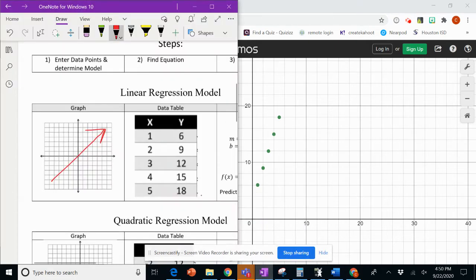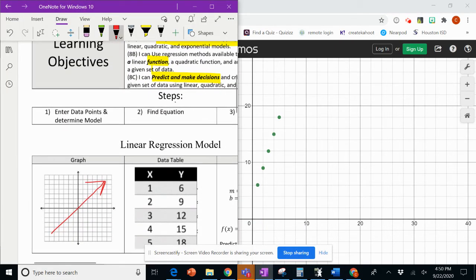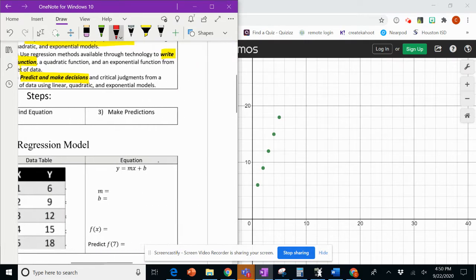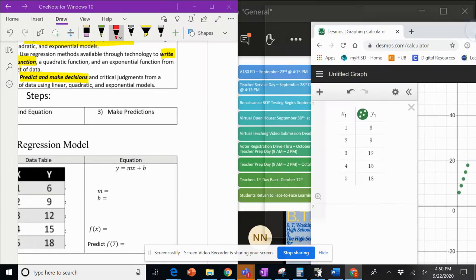So let's go back to our notes. Now we need to find the equation. So to find the equation, first we have to look at what is our equation model. It is y is equal to mx plus b. So we're going to go to Desmos, and I'm going to make this split screen again.